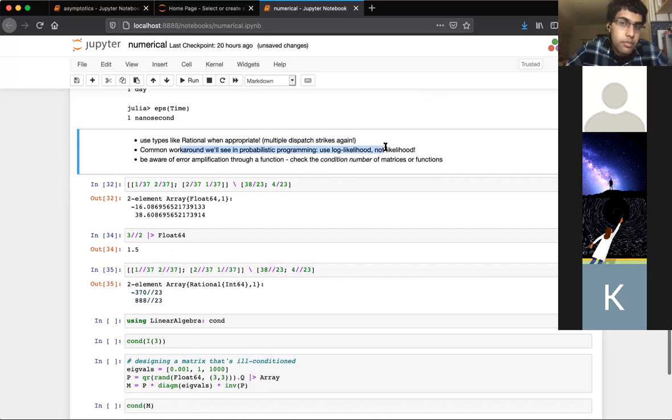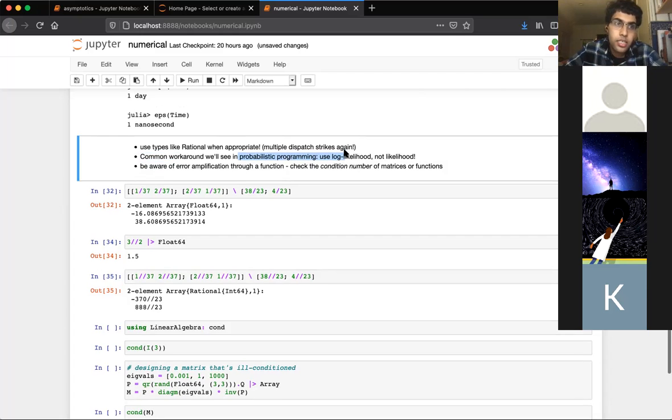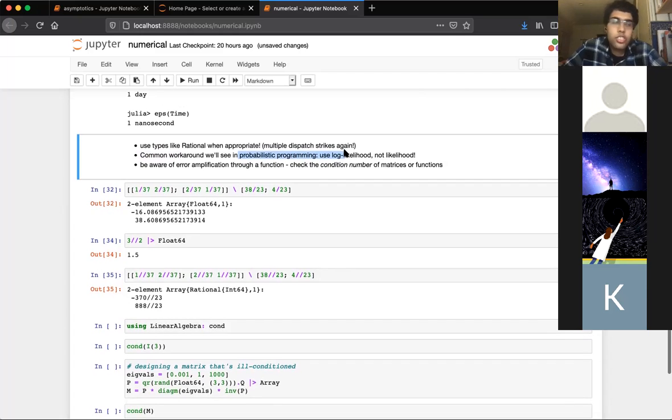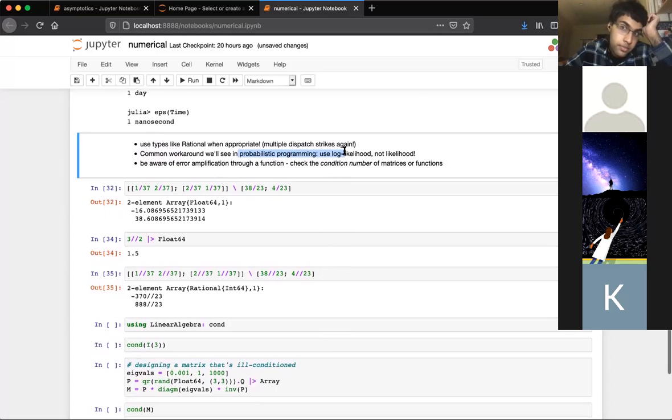A common workaround we're going to see in probabilistic programming is to use fractions. Fractions coding is really underrated. In probabilistic programming, we'll often work with a quantity called the likelihood of some data. And that can be a really small number that's really sensitive to these kinds of little shifts. This comes up a lot, just because real life data is messy. And so we need some way to make sense of it.